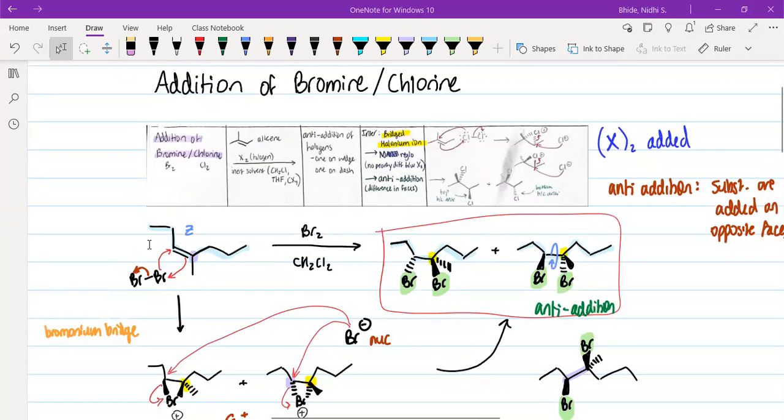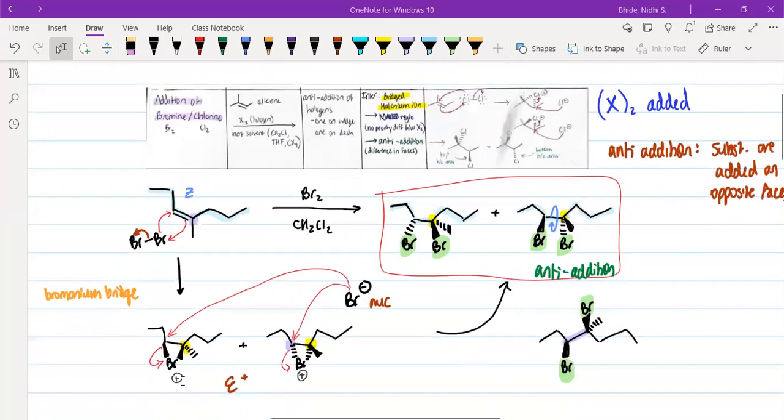And then the bromine can attack this pi bond right back. So it's kind of like a double attack. It's called a concerted mechanism, in case you were wondering. And that helps us form our bromonium bridge, which is right here.